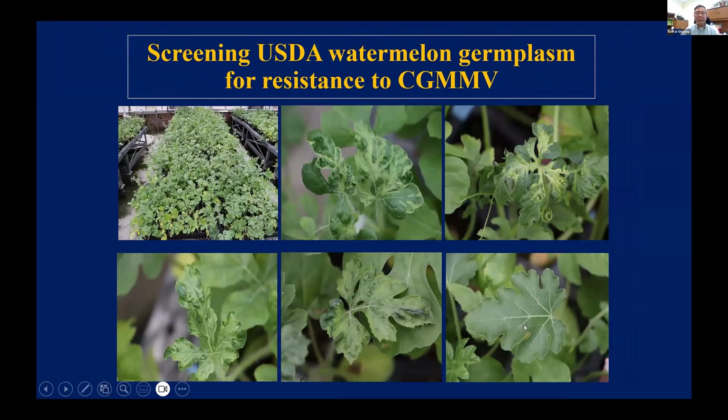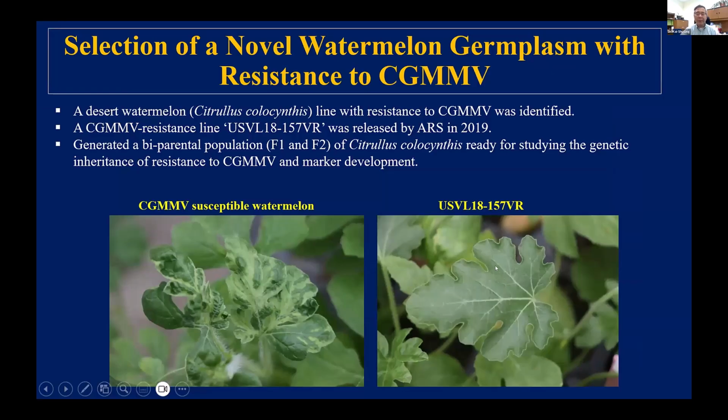As I mentioned, there is no resistance in watermelon, so we are screening watermelon germplasm for resistance. Most have no resistance, but some are tolerant. We identified some germplasm with tolerance to CGMMV. We are still generating breeding populations and working on figuring out the genetic inheritance of resistance and marker development.